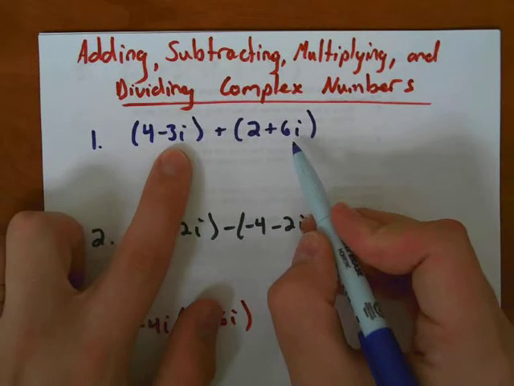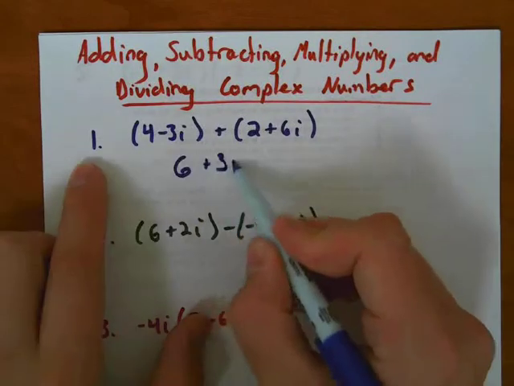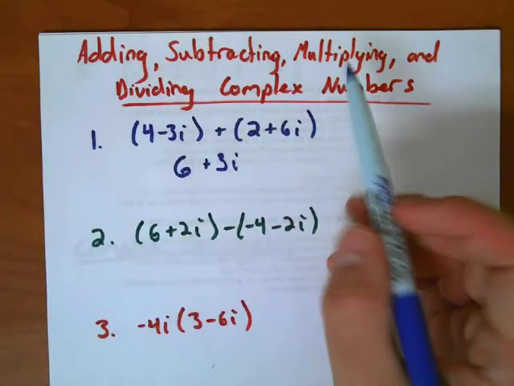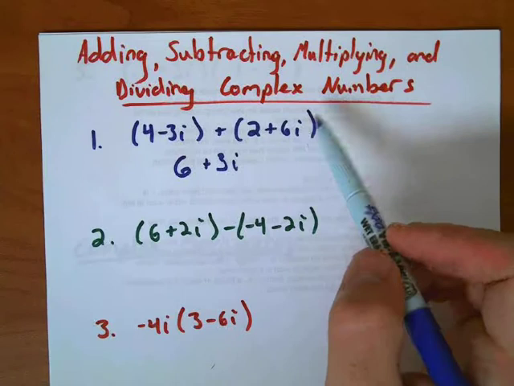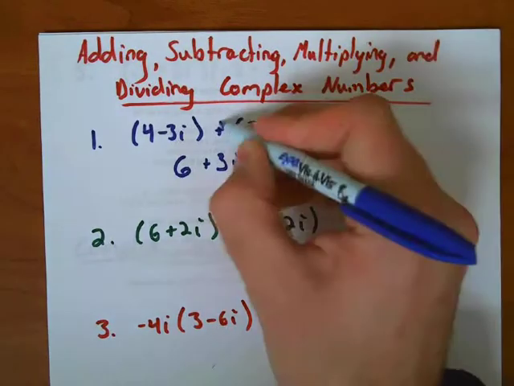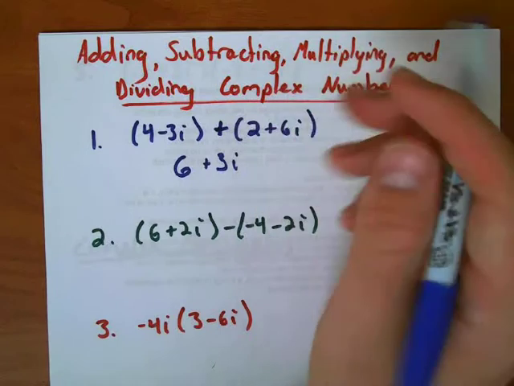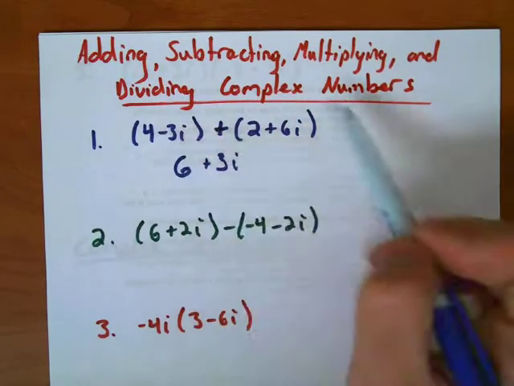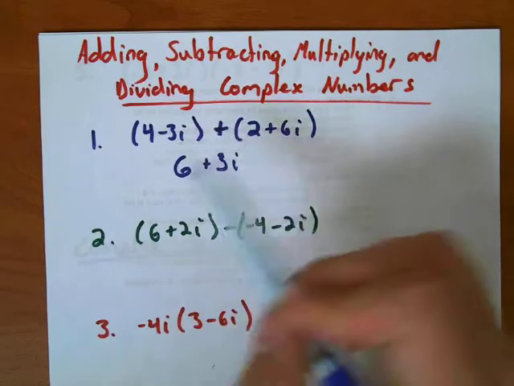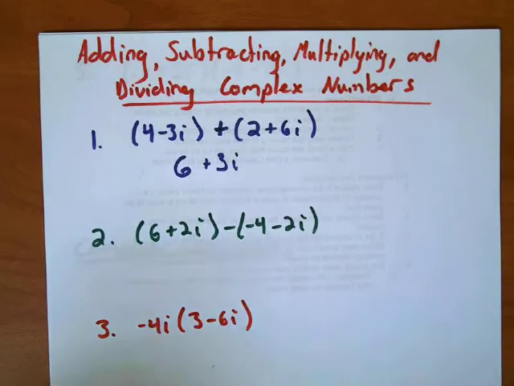We would add their imaginary parts. -3 and 6 is +3i. Now, a lot of people see these in parentheses and they want to multiply them. But you have to be aware of what the sign is in between them. It's a plus sign here. Plus sign means we need to add them, not multiply them. So we're not going to FOIL. We're just going to add the real parts, add the imaginary parts, and that would be it.